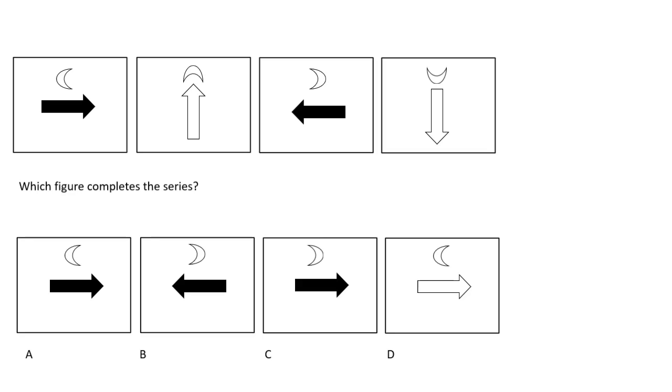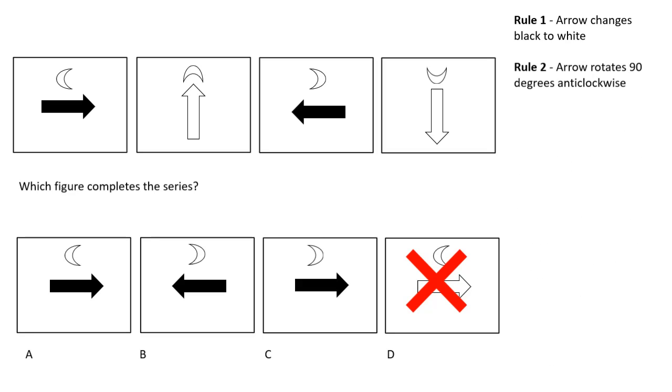Okay, so this series has 3 rules. The first is that the arrow changes between black and white. So we know that in the next figure the arrow should be black, so we can rule out D. The second rule is that the arrow rotates 90 degrees anti-clockwise, so we can work out that in the next figure the arrow should be pointing towards the right, so we can eliminate B. And the final rule is that the crescent rotates 90 degrees clockwise, so we can work out that in the next figure the crescent should be facing towards the right, meaning that A is the correct answer.